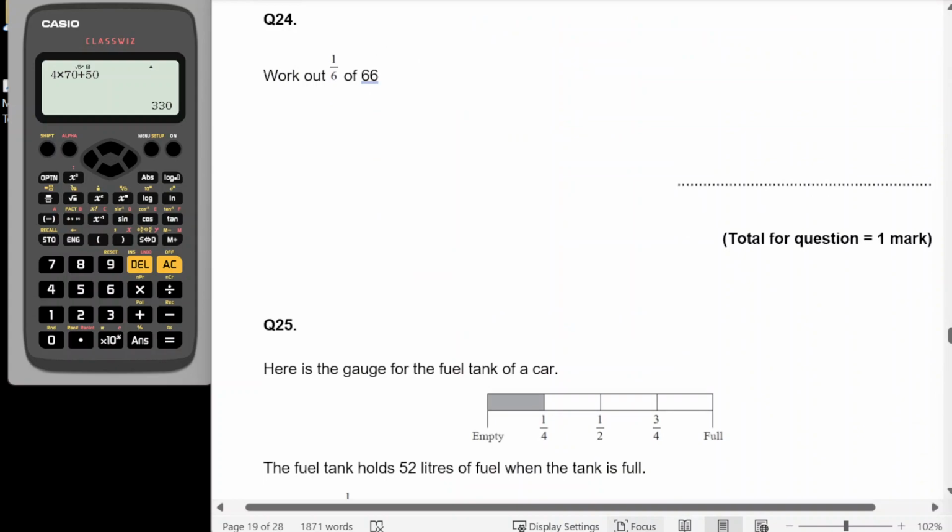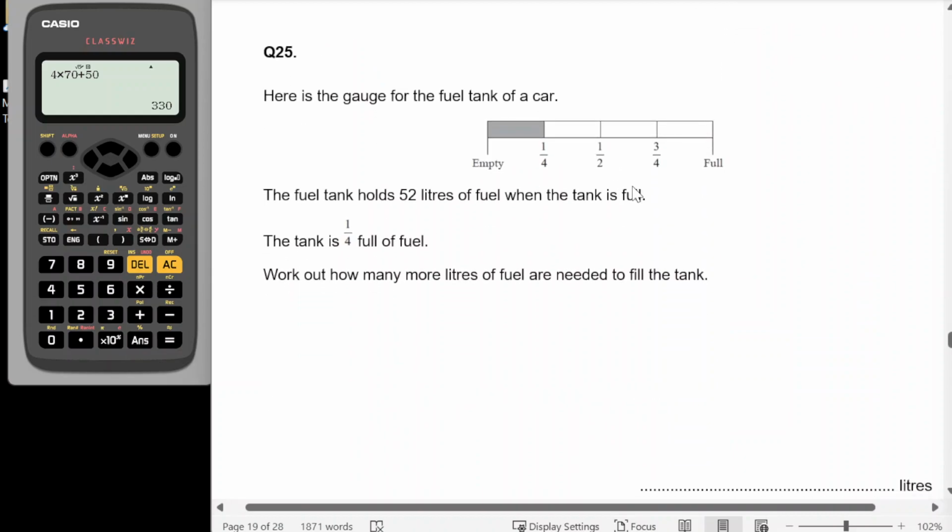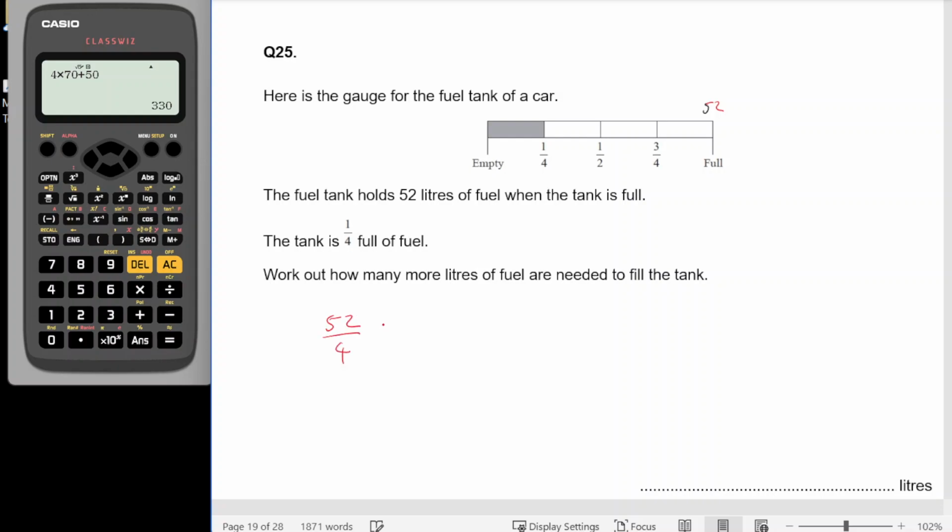Right, question 24, work out 1/6 of 66. So 1/6 times by 66 is the same as 66 divided by 6, so that will be 11. And question 25, here is the gauge for a fuel tank of a car. The fuel tank holds 52 litres when full. The tank is a quarter full. Work out how many more litres are needed to fill up the tank. In effect, I need to do 52 divided by 4 times by 3, because I want 3/4. So 52 divided by 4 times by 3 gives me 39 more litres are needed.